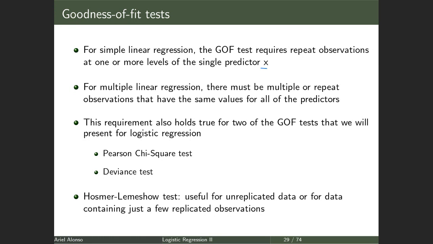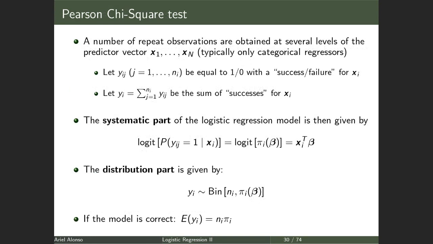Now, if you do not have repeated measurements, so if every level of the covariate is unique, there is only one individual in the data set, one and only one, that has these specific values of the covariates, so the covariates become really tailored to a specific subject, then you cannot use the Pearson chi-square test, you cannot use the deviance test. We will have something there called the Hosmer-Lemeshow test. And it's useful when you have unreplicated data or for data containing just a few replicated observations. Then we need to use the Hosmer-Lemeshow test. But let's start with the replicated case.